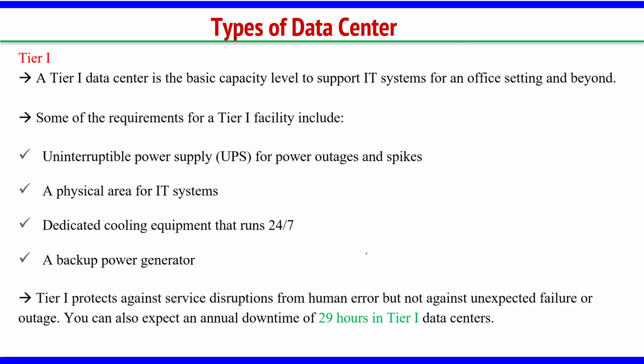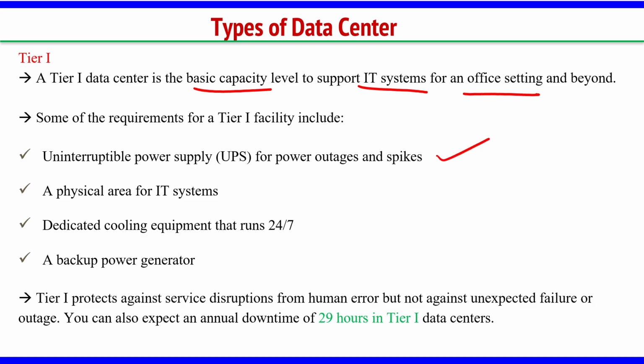In a tier 1 data center, it's a basic data center with some minimal facilities. A tier 1 data center is the basic capacity level to support IT systems for an office setting. For a small office, if you need some cloud data center, you can have it. What all things does it include?